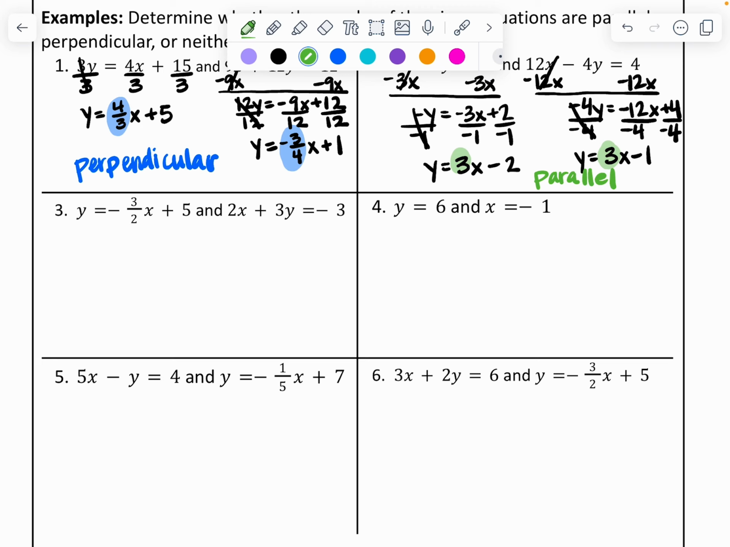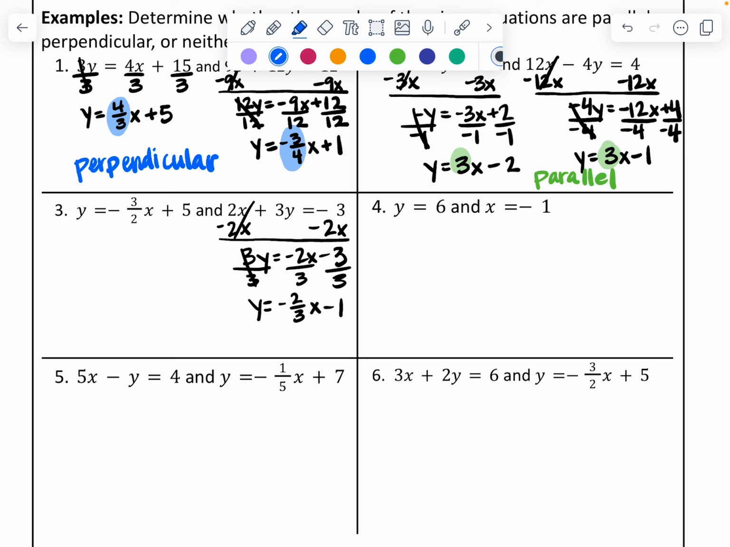Number 3. One of these equations is already in slope-intercept form. Y equals negative 3 over 2x plus 5. I need to convert the second equation. Subtract 2x and then divide by 3. Y equals negative 2 over 3x minus 1. So my first equation, the slope is negative 3 over 2. And the second equation, my slope is negative 2 over 3.